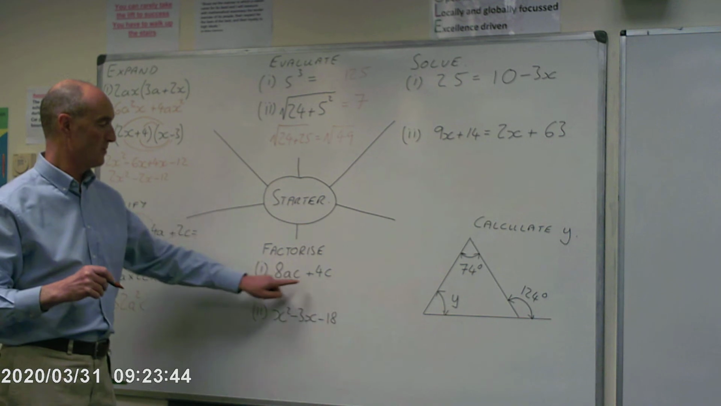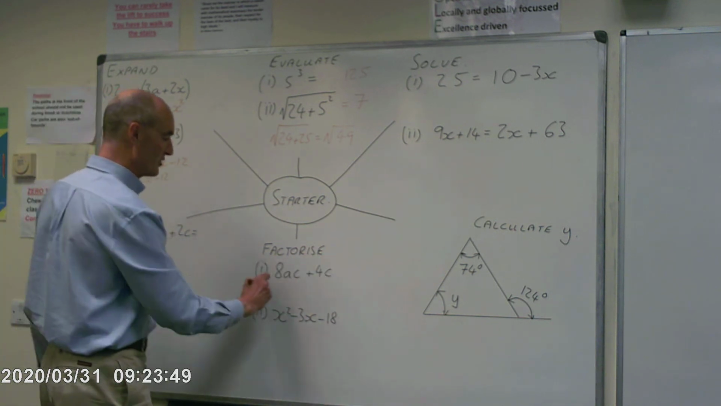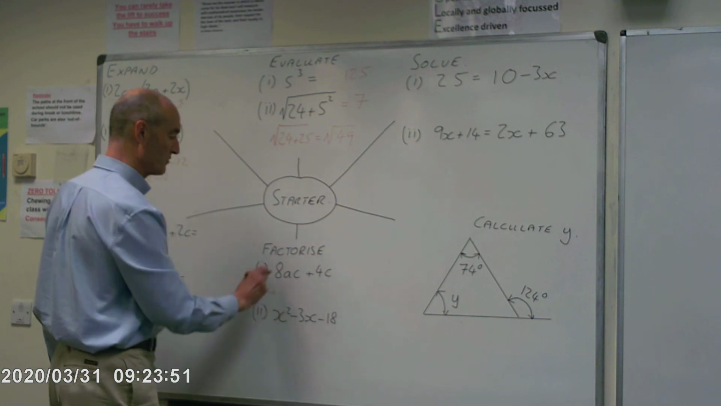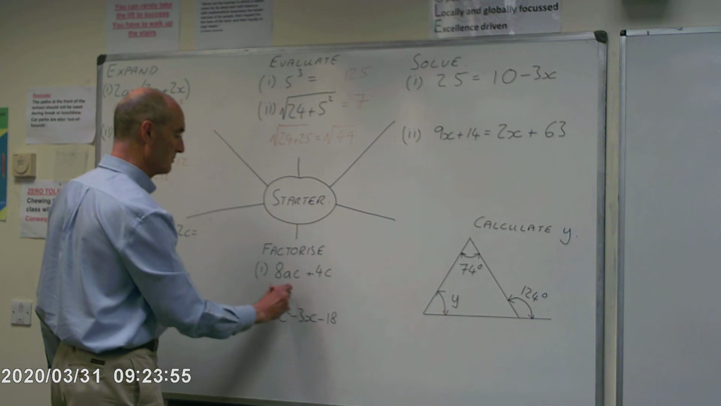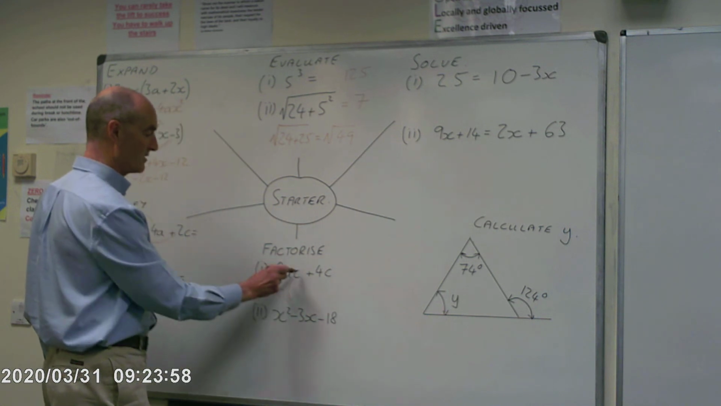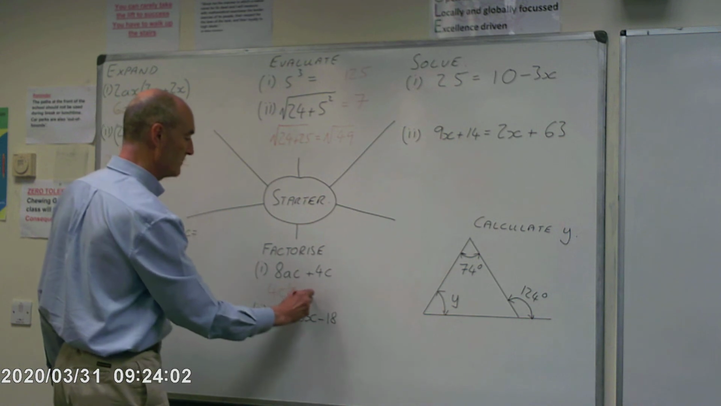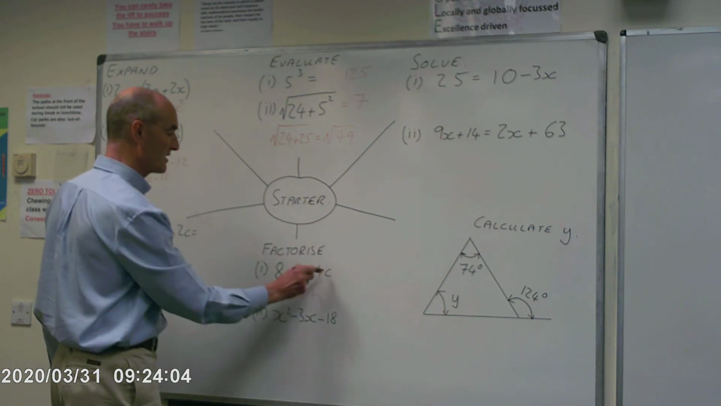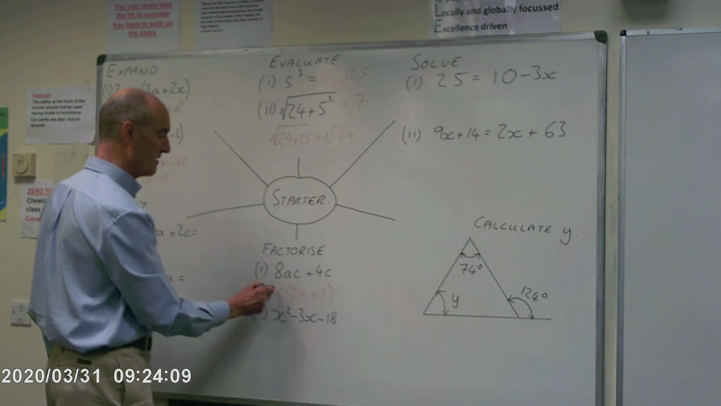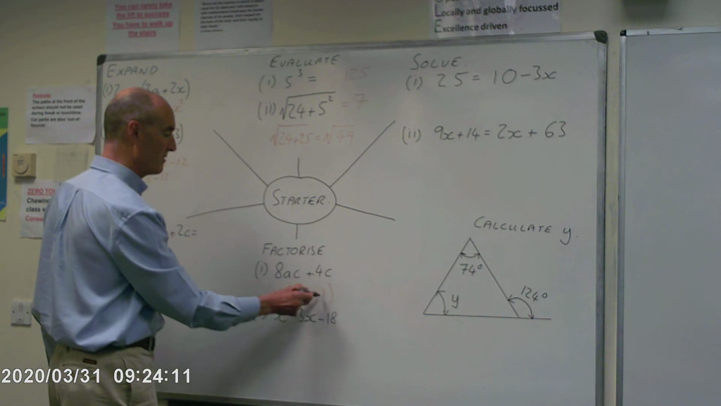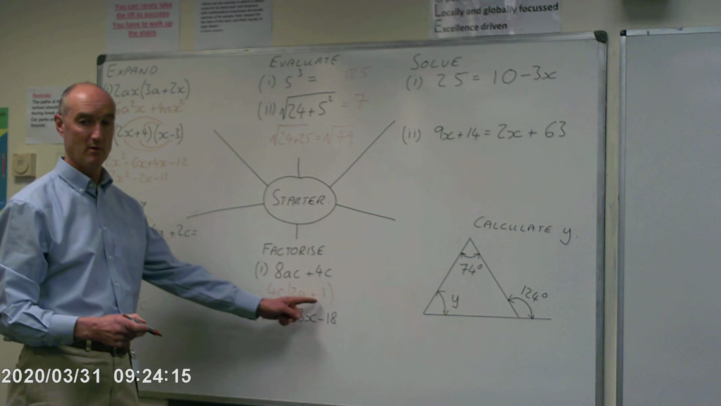Factorise. What is common between these two terms? Common between those two terms is the number 4, a factor of both 8 and 4, and c is in both of those terms. If I take out a 4 and I take out a c, I'm left with 2a. If I take out a 4 and I take out a c, I need a 1 there. 4c multiplied by 1 would take me back to 4c. Really important, that one. A lot of people forget that.